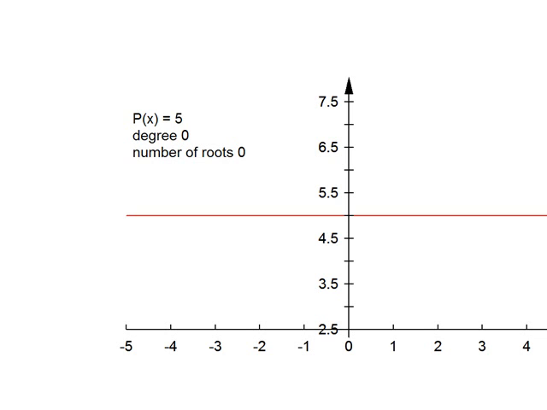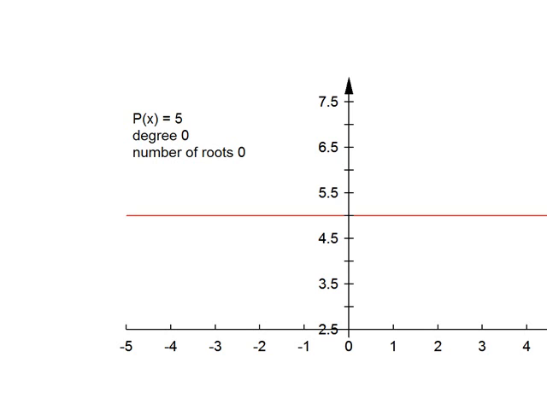Remember that the root is the value of x for which the polynomial is 0. Graphically, this means that the graph of the polynomial will cross the x-axis at one of the roots. So what I'm first going to do is show you a bunch of polynomials and count up the roots for you, to try to give you an idea of what this means.